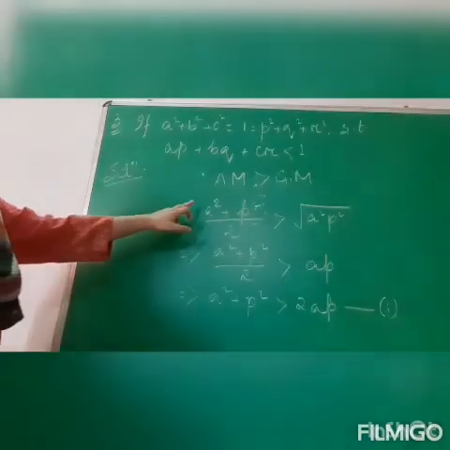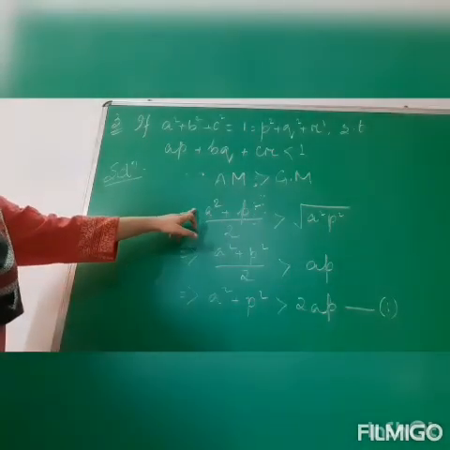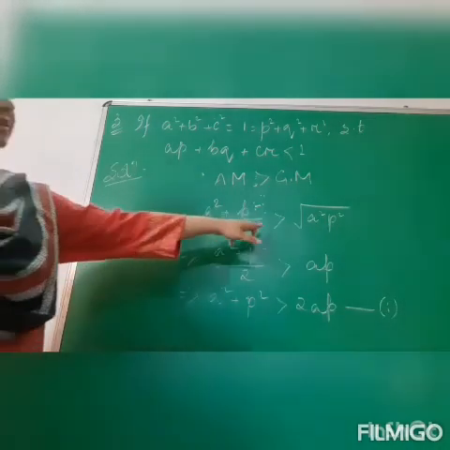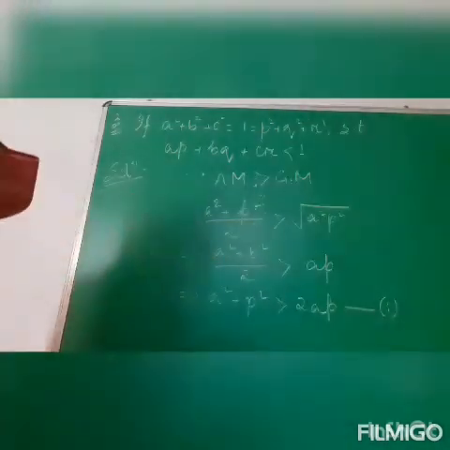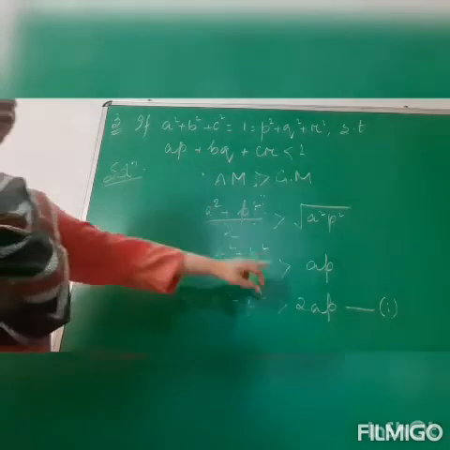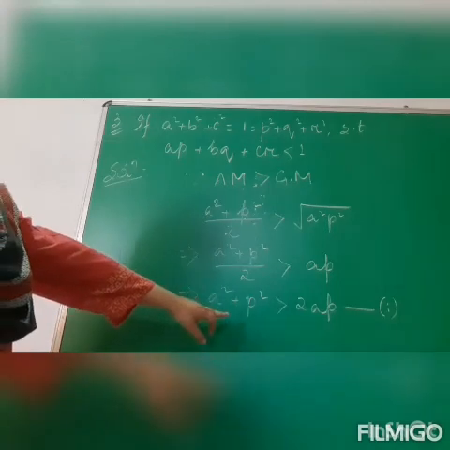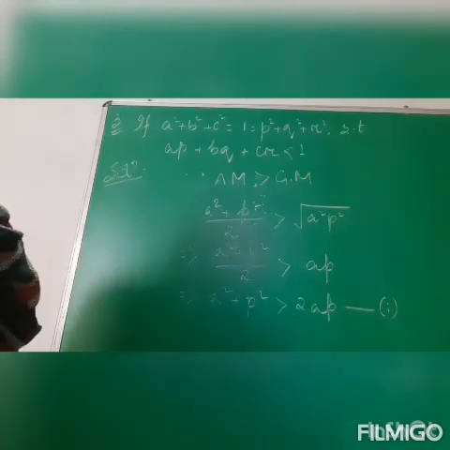So here we will consider these 2 terms, a square and p square. So if I consider these 2, then I can write here arithmetic mean as a square plus p square divided by 2, which is greater than root over a square p square. Now remove this root over sign, then we will get here ap. Thus we get a square plus p square is greater than twice ap. We keep this one as equation number 1.